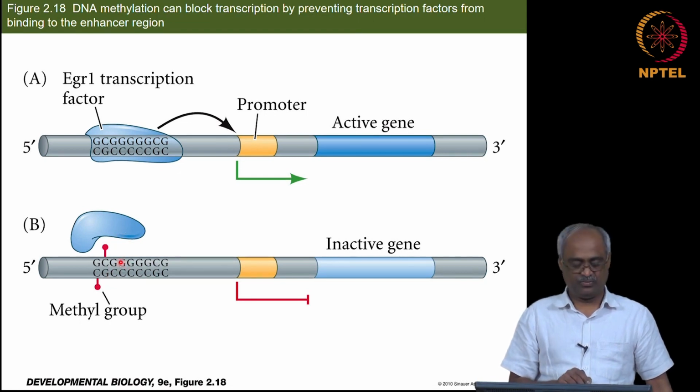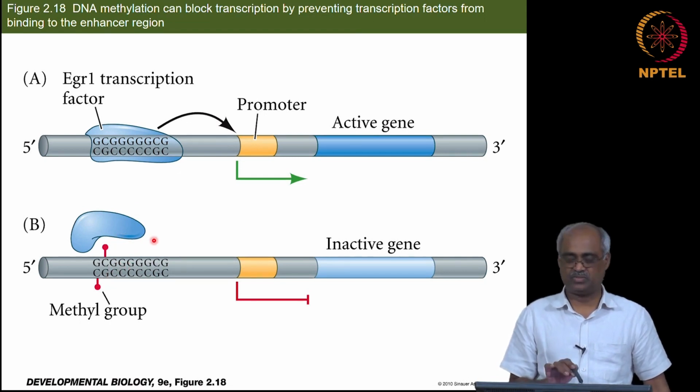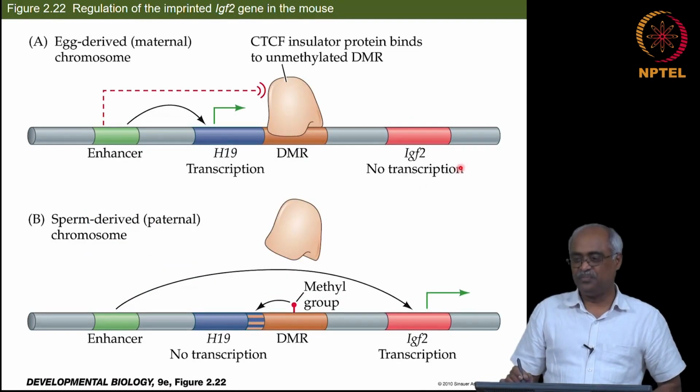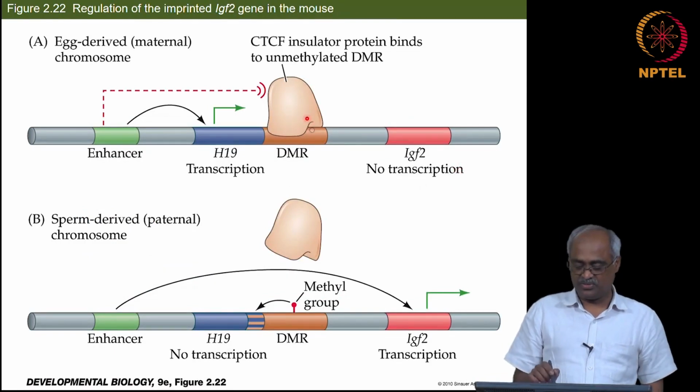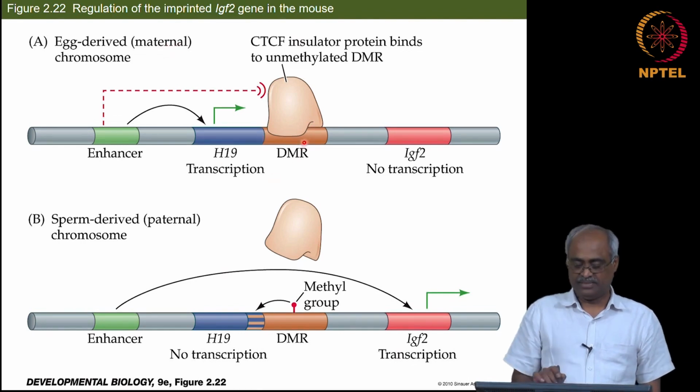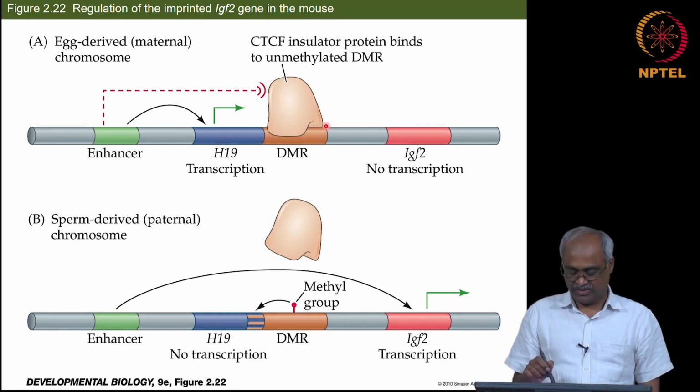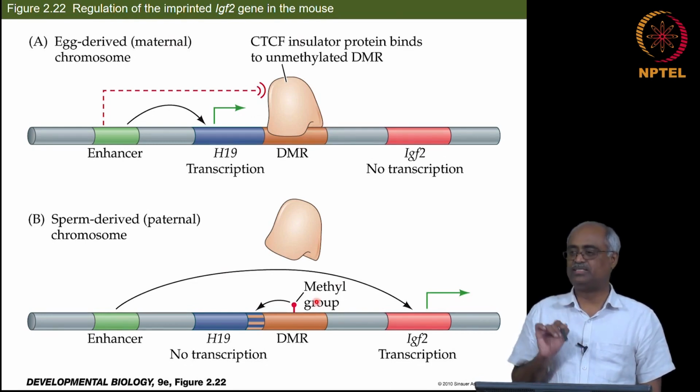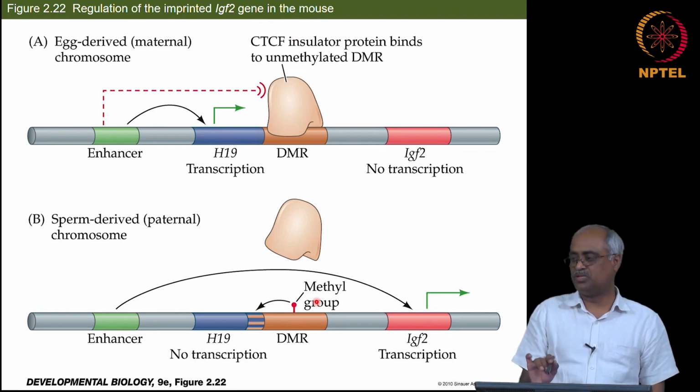So here what we are finding is methylation inactivates. So this IGF2 will not be produced when this is not methylated. Okay, that is the case in the maternal genome here. This is methylated in the paternal chromosome. What it means is this locus gets methylated during spermatogenesis, not during oogenesis.